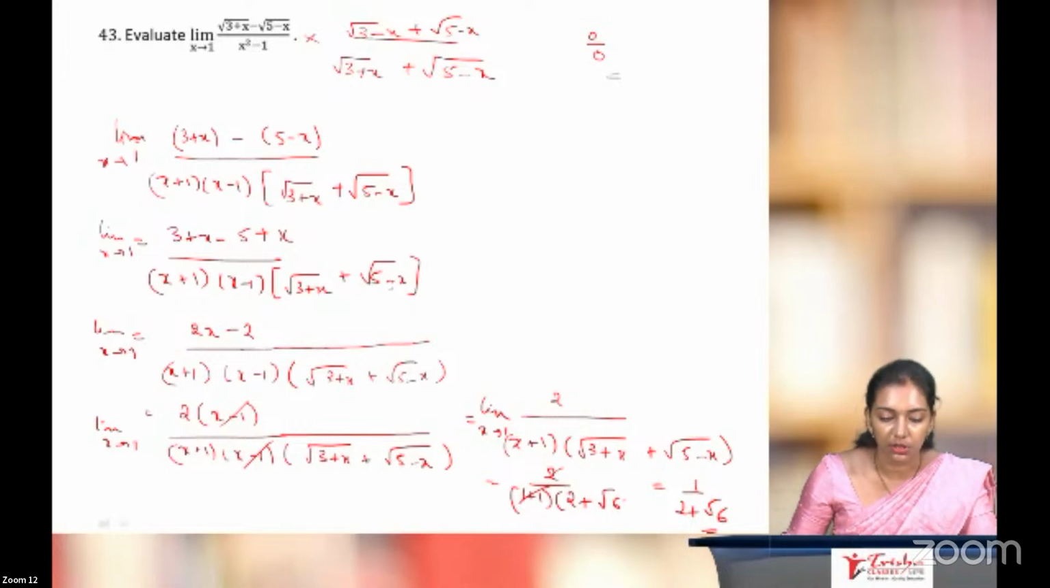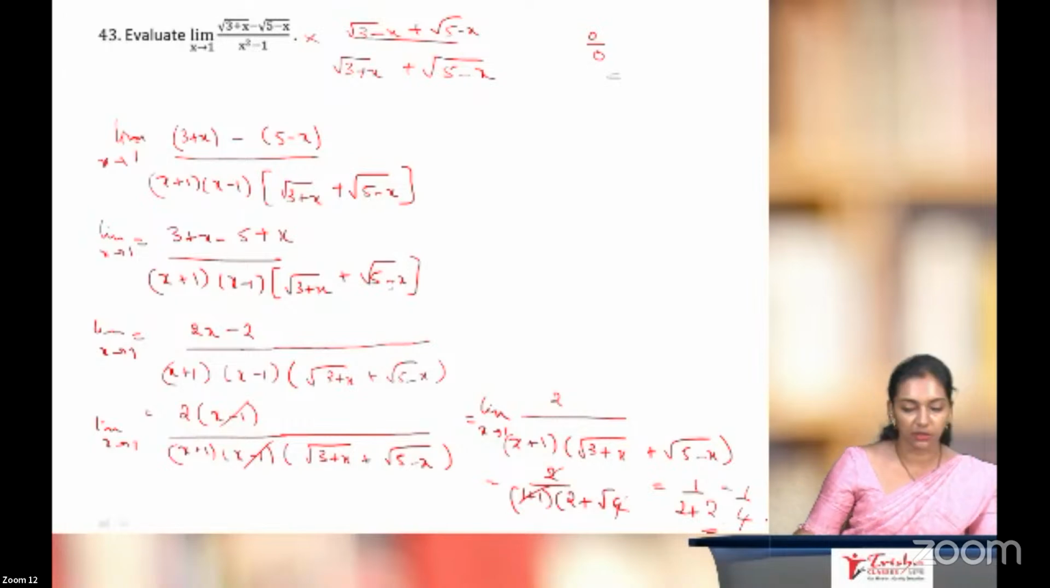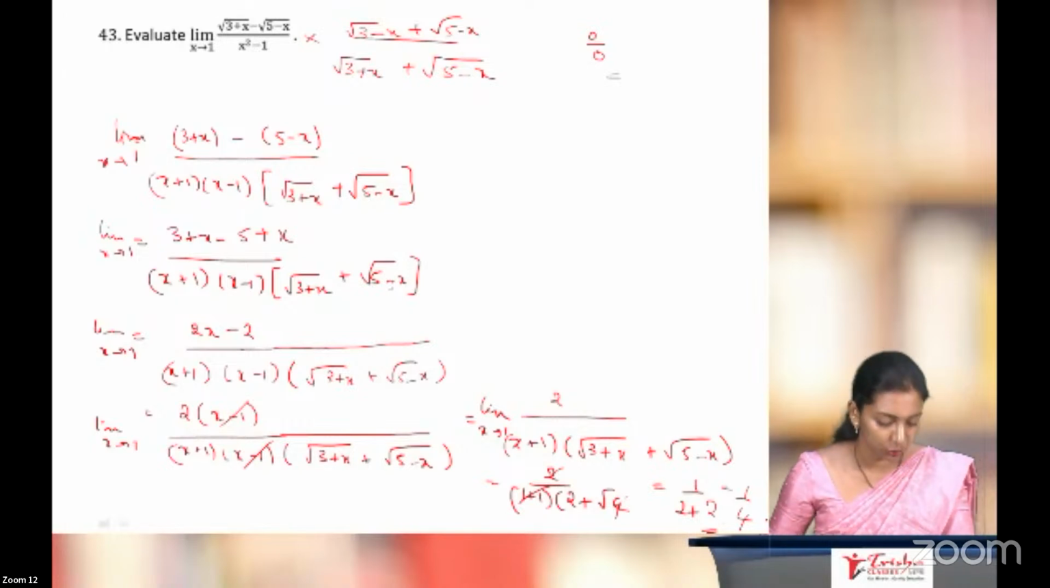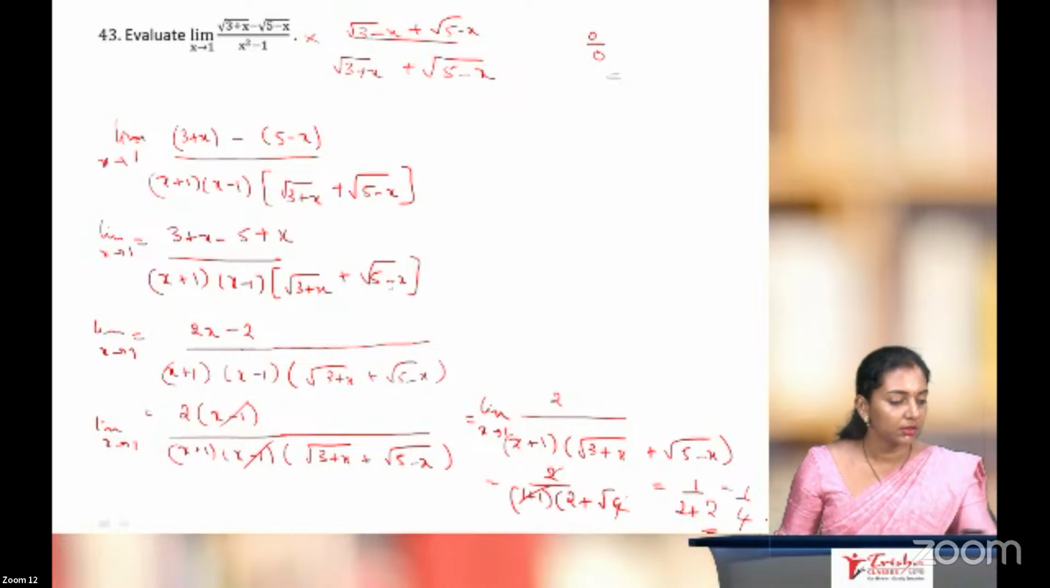So 5 minus 1 is 4. So then here it becomes 2. So it is 1 by 4. Correct. Okay, so I hope you got the right answer.